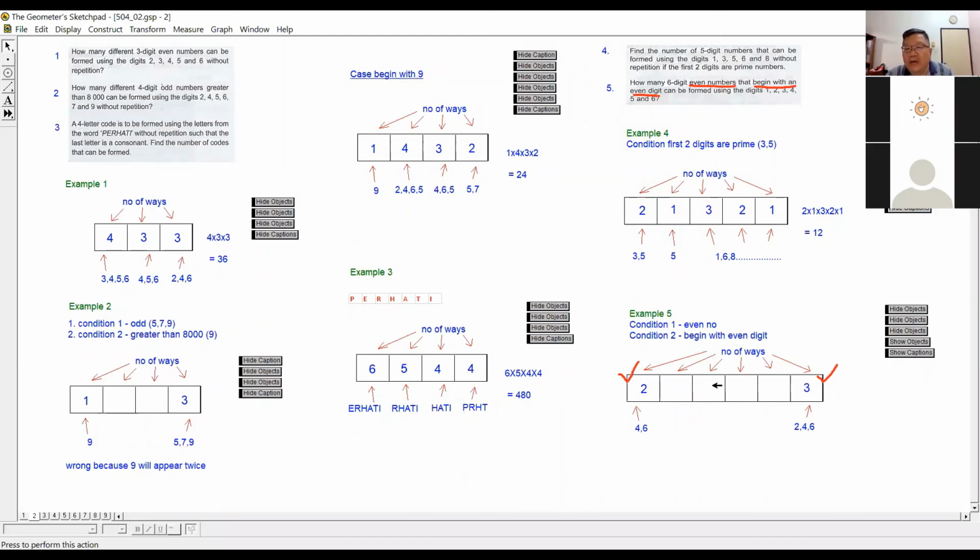Then how to fill up the other 4 places? After using 1 number in front and 1 number at the back, you only have 4 numbers left. Because there's no repetition, you put down 4, 3, 2, and 1. Don't worry about the example. When you multiply out all these numbers, it is 144.